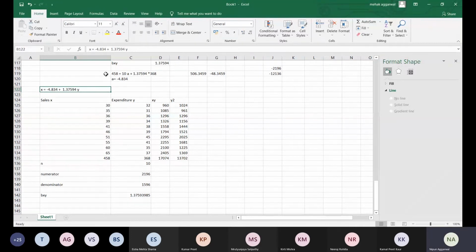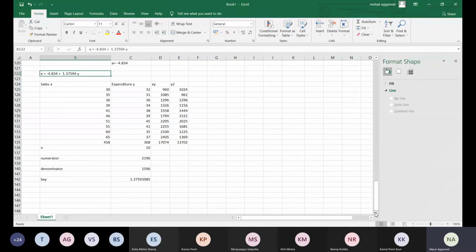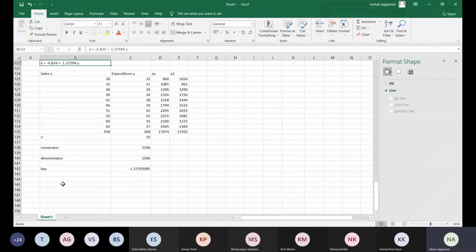Clear? So either you can do it with the least square or you can remember the formula and then do it. Now the next is you want to find the value of a also. For that, you have to replace in the general line. The general line is x is equal to a plus b xy.